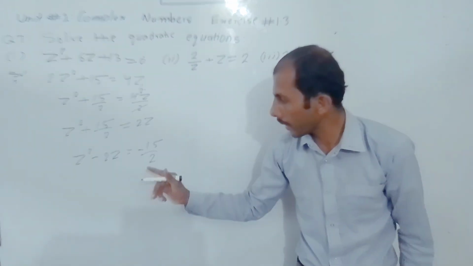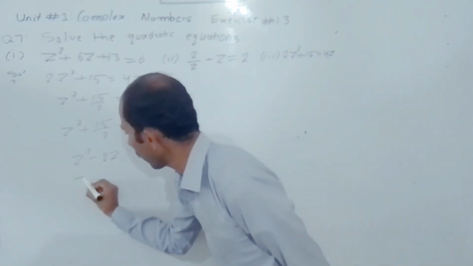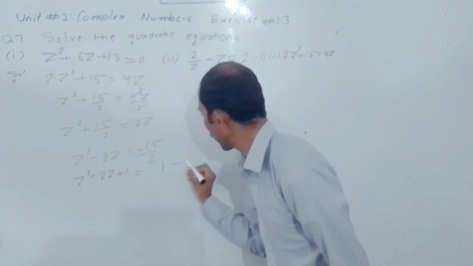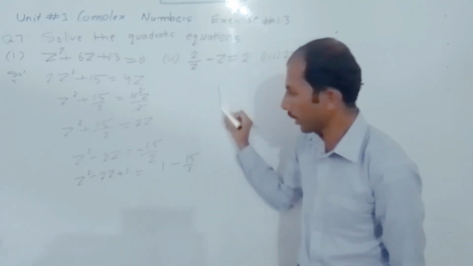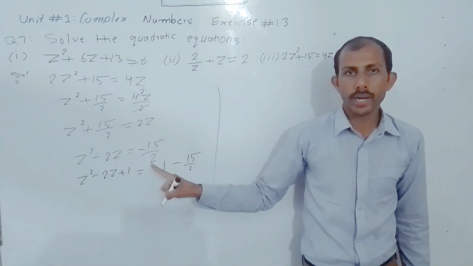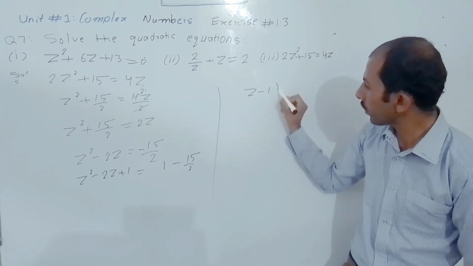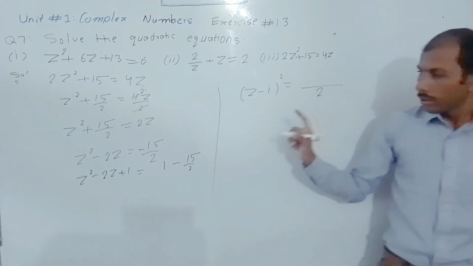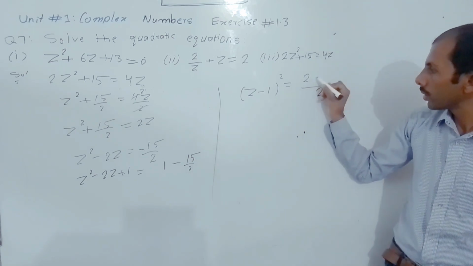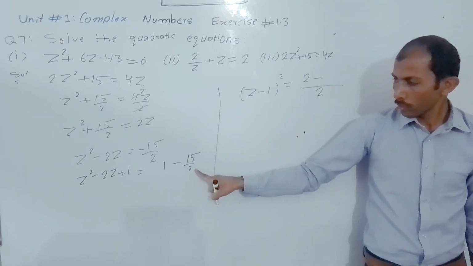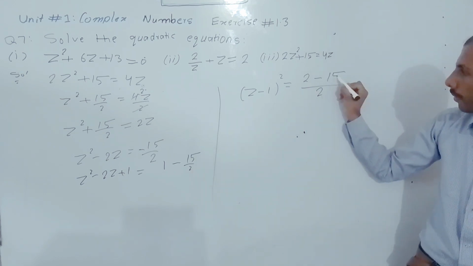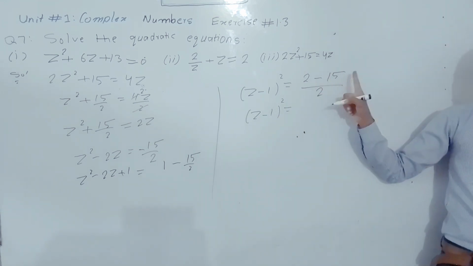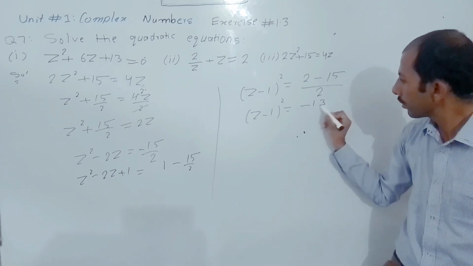To complete the square, adding 1 on both sides, z square minus 2z plus 1 is equal to 1 minus 15 divided by 2. So next, z square minus 2z plus 1 is the square of (z minus 1) whole square, which is equal to, taking LCM 2, 2 minus 15. (z minus 1) whole square is equal to minus 13 divided by 2.